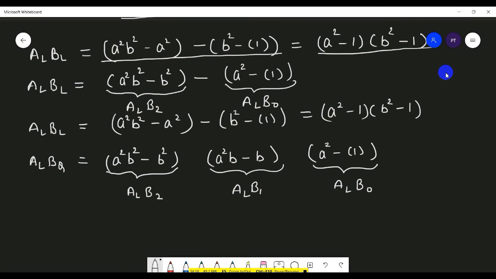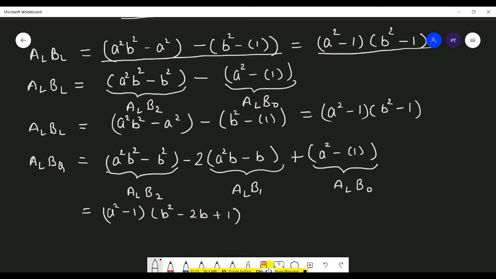We know the quadratic effect of B is B2 minus 2B1 plus B0. So we multiply the middle term by a minus 2 and then add the last term, and we get the simplified expression as A square minus 1 into B square minus 2B plus 1.